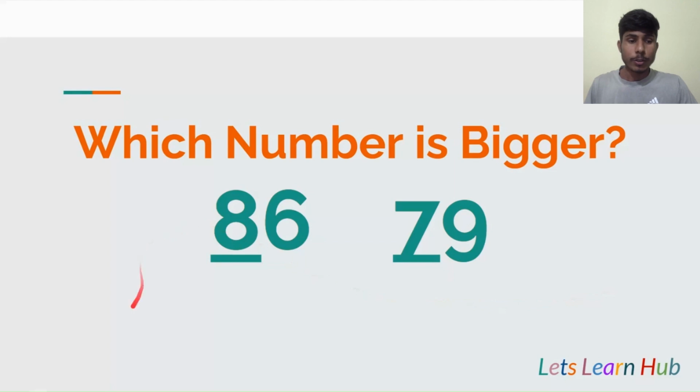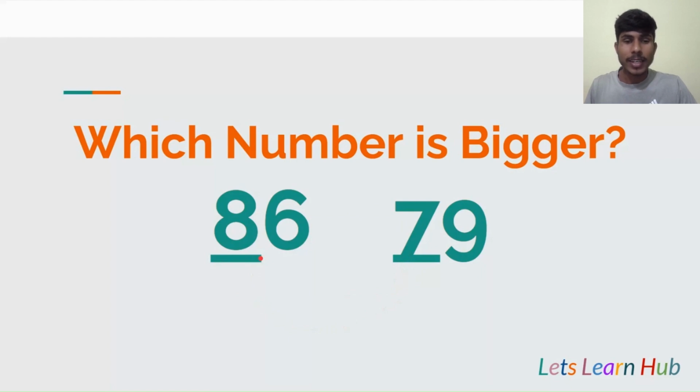Again, what we need to do is compare the leftmost digits, 8 and 7. Why? Because both have two digits. 86 has two digits, 79 has two digits. So we need to compare the leftmost digit. The leftmost digit in 86 is 8 and the leftmost digit in 79 is 7. So we need to compare 8 and 7.